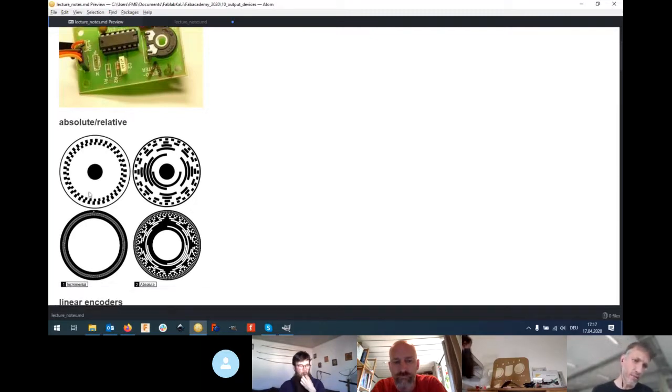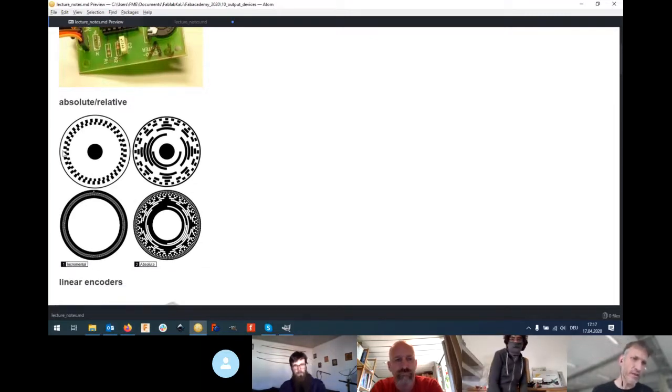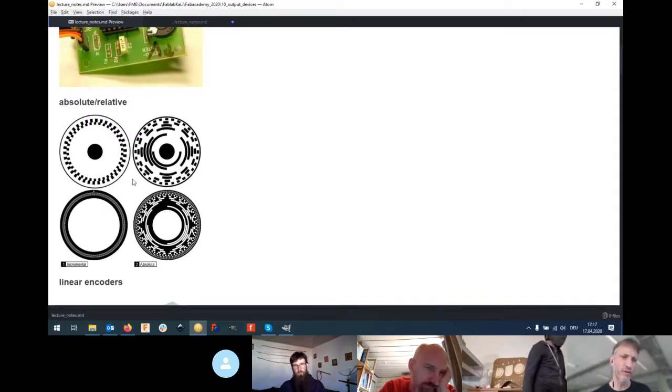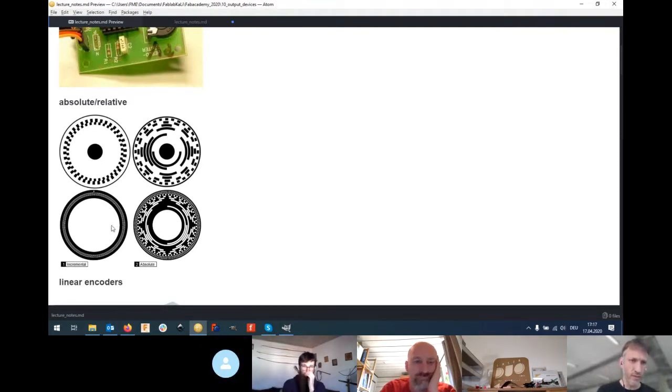And then there are those incremental ones that are just like a stepper motor. It only knows I moved a bit in this direction, forth or back. This is done by having those two rings, a bit coarser or a bit finer. So there are absolute servos and relative servos. But a servo is actually anything that is moving and measuring its position.